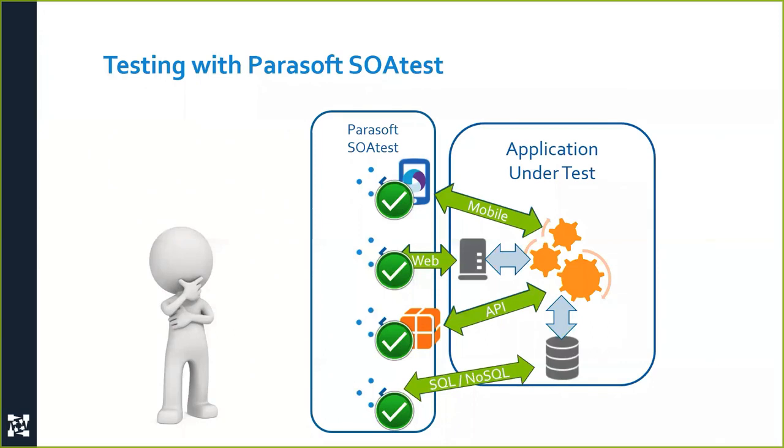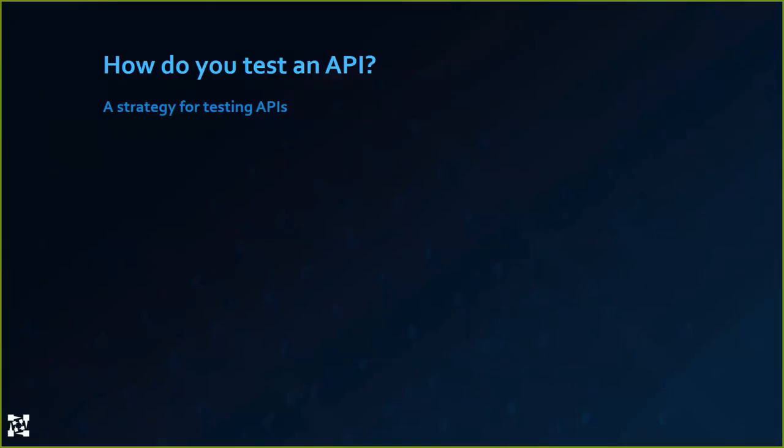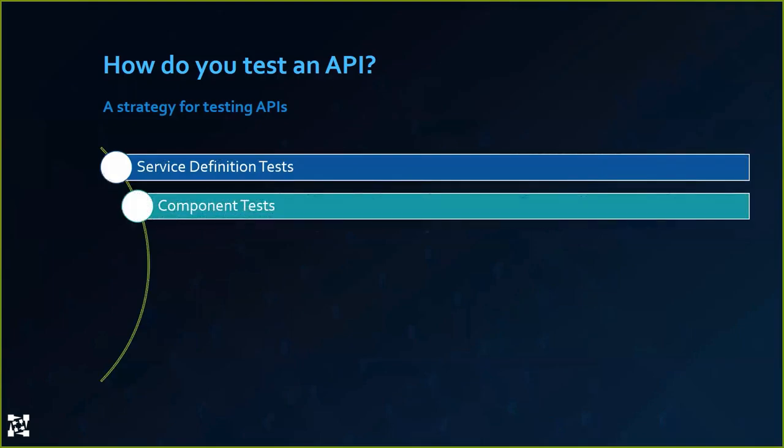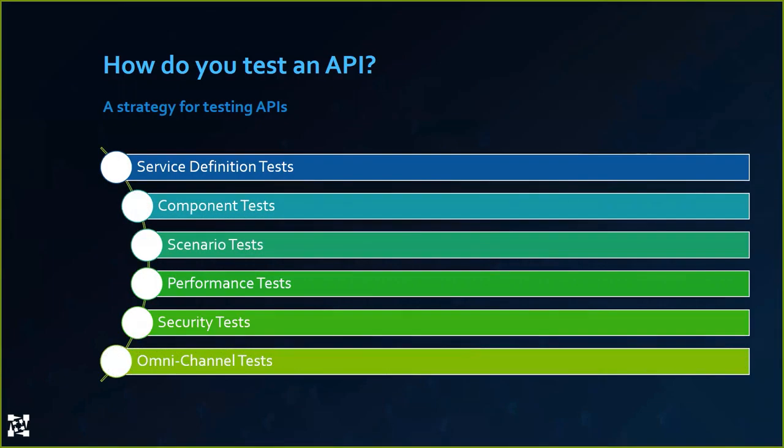So that's an example of API tests, but then comes the question, how do we actually test an API? This may look a little bit daunting at first, but there are 6 basic kinds of tests that we want to leverage in order to test APIs.